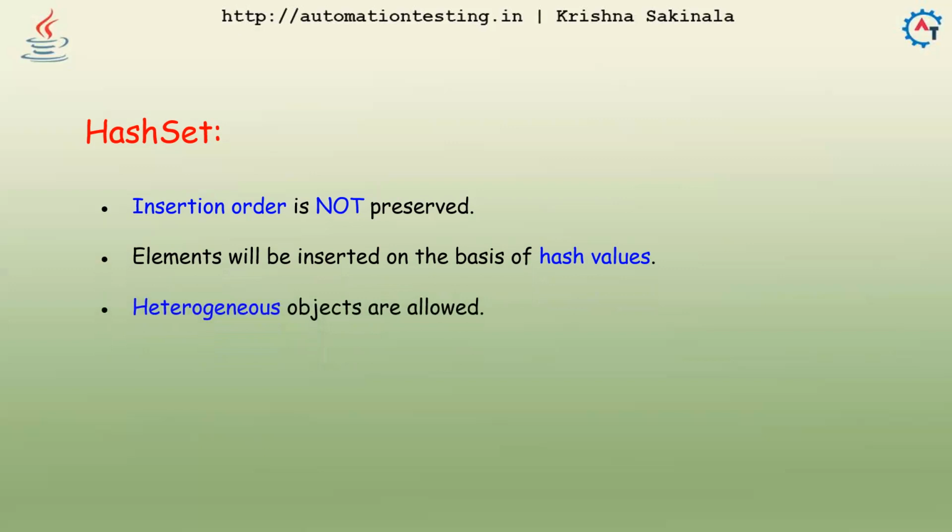Heterogeneous objects are allowed. So we can add different types of elements to the HashSet. We can add Boolean, integer, string, all these combinations, to the HashSet. Null insertion is possible, so we can add a null value also.